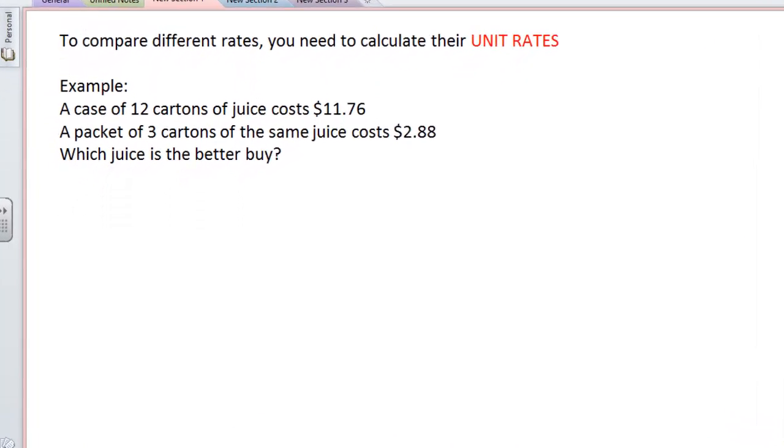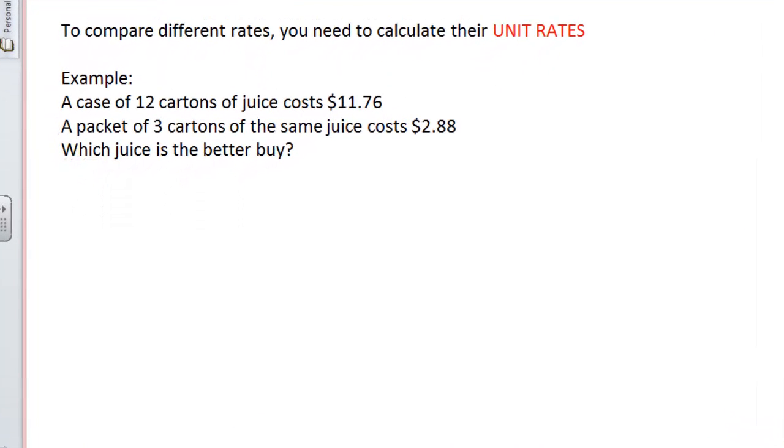The first example says a case of 12 cartons of juice costs $11.76, and another choice, a packet of 3 cartons of the same juice, costs $2.88. Which juice is the better buy? From the two cases, as you can see, there are different choices: 12 cartons with $11.76 and 3 cartons with $2.88.